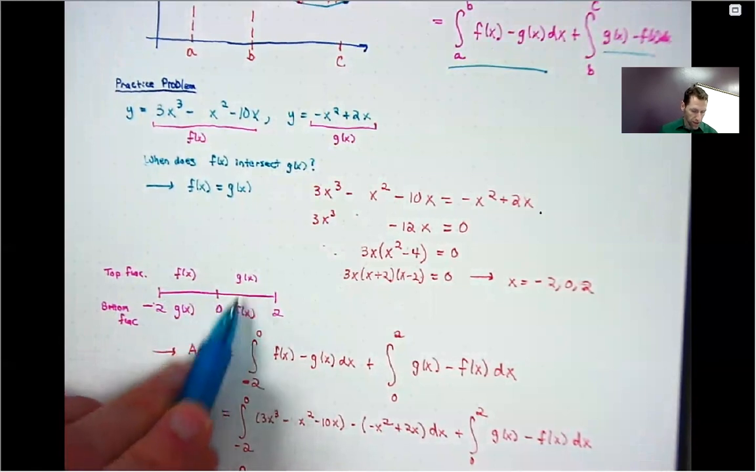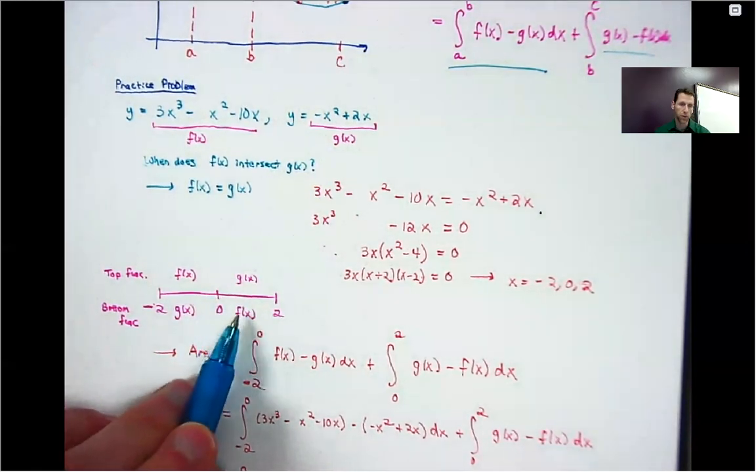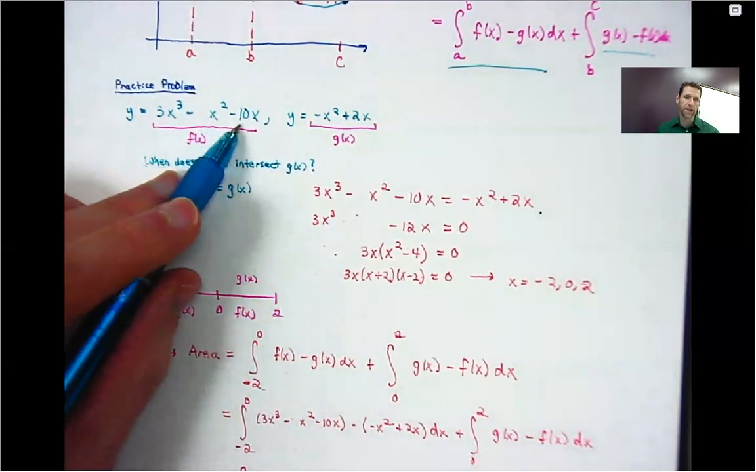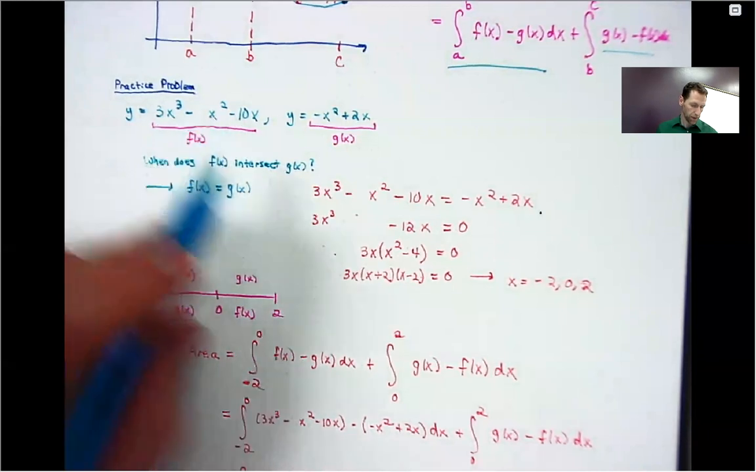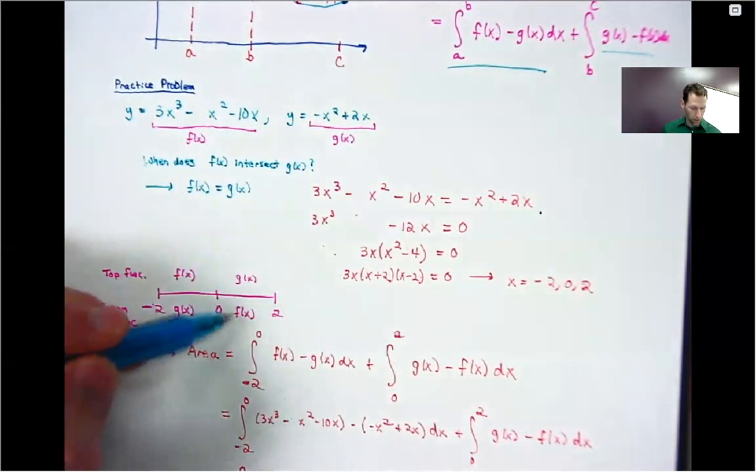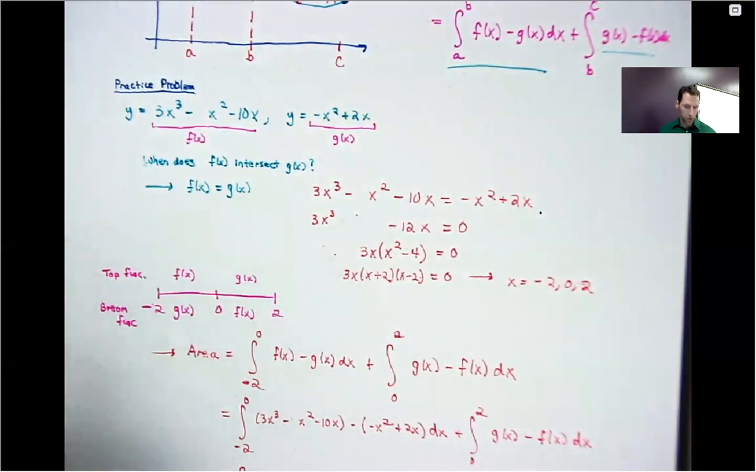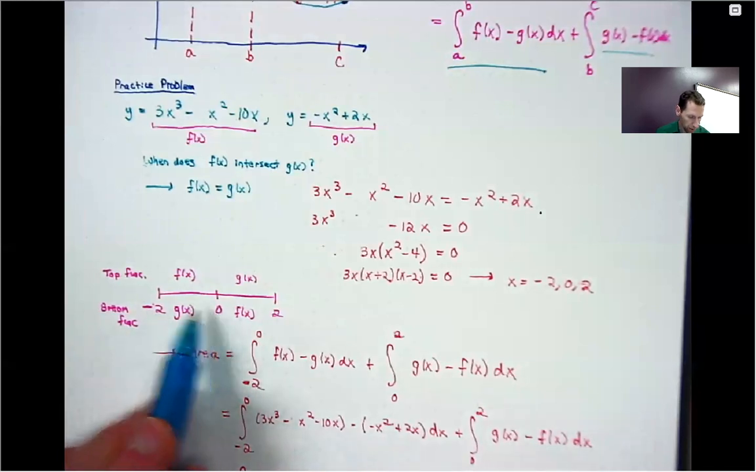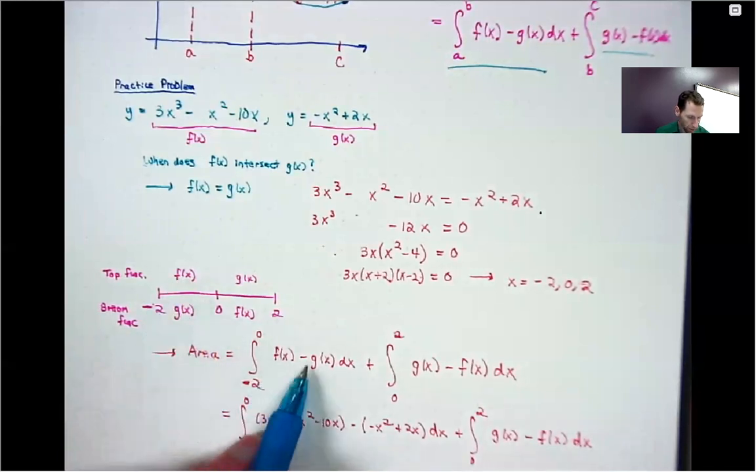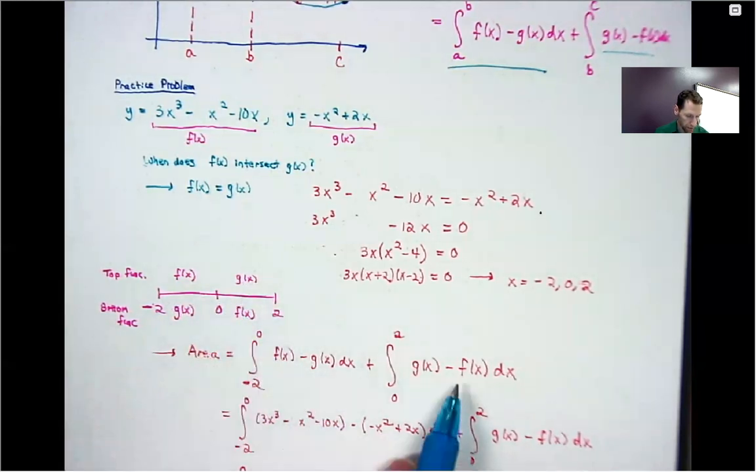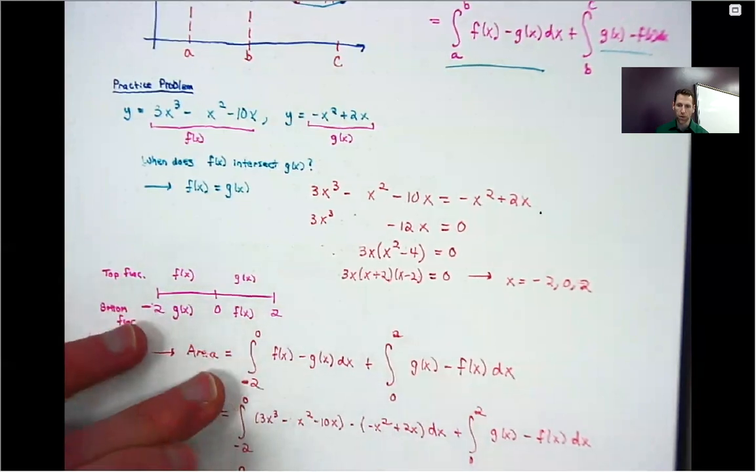Likewise, if I look at this interval here, let's take x equal to 1. F of 1 would be 3 minus 12, that's negative. But for g, I got -1 plus 2, that's positive. So the bottom function is f, the top function is g, which means I have to integrate from -2 to 0, f of x minus g of x, plus the integral from 0 to 2, g of x minus f of x. And I work through that analysis.